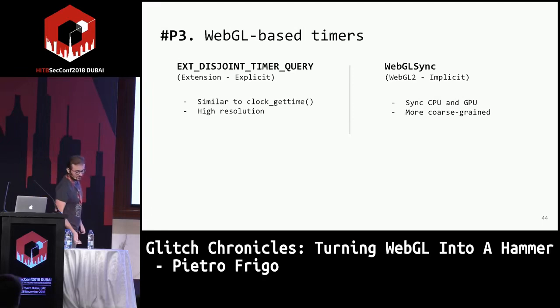And we found two different families of timers. The first one is based on the disjoint timer query extension. And this is pretty nice because it provides you with an interface such as clock get time. So basically you can just query it and it will provide you with a timestamp. And the resolution of this timer depends on the driver implementation. So by specification, it can be up to nanoseconds. Then it depends on the system, how it implements the API. And also on the browser itself, so the browser may cap it. So for instance, that was what was happening in Chrome, but that was not what was happening in Firefox.